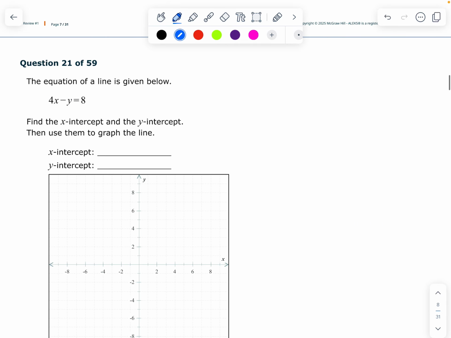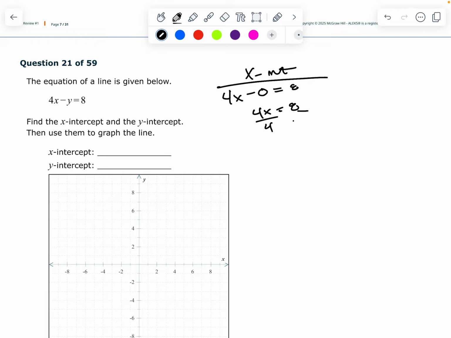The equation is given, find the intercepts. Okay, so anytime you want to find either intercept, you're going to sub in a 0 for the opposite item. So for the x-intercept, I'm going to sub in a 0 for y. That's 4x minus 0 equals 8. 4x equals 8. 0 doesn't affect it at all. Divide by the 4. X equals 2. I'm going to go and put that on my line down here.